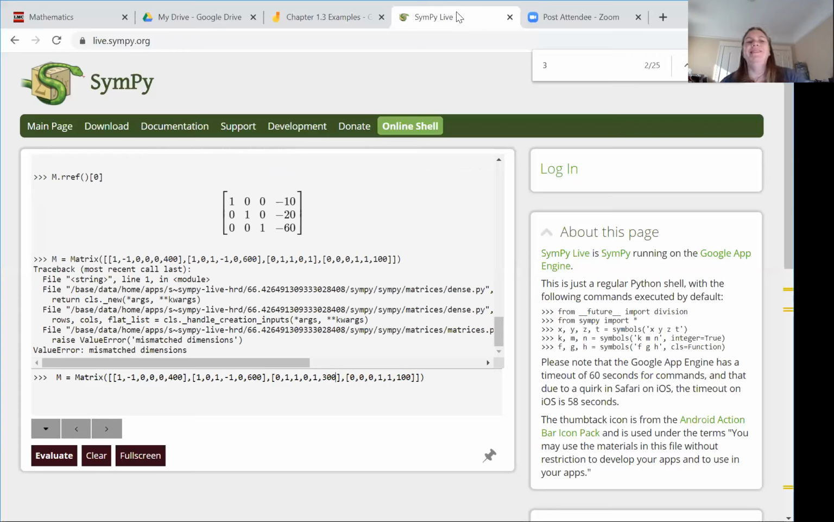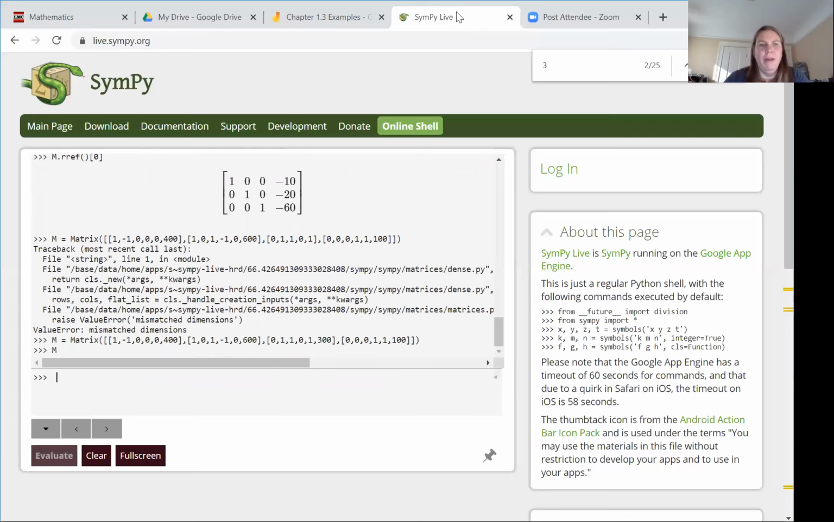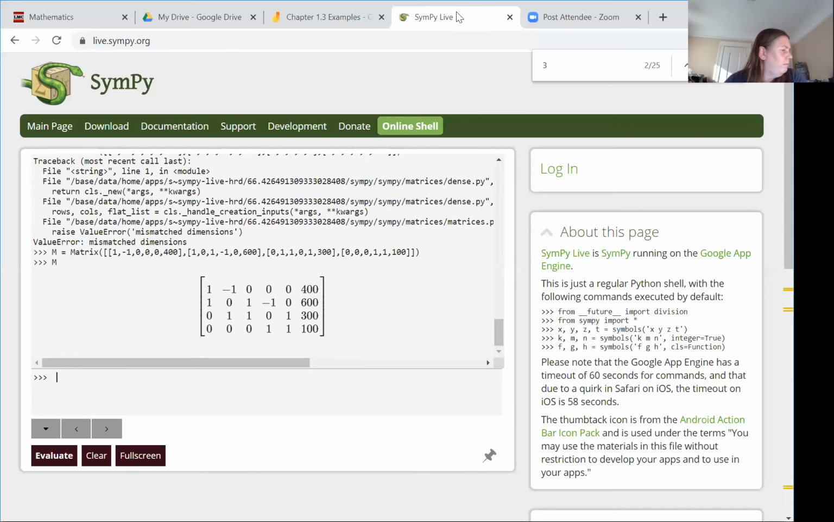So if you make a mistake with a matrix and you don't have the right values in there, SymPy will definitely give you an error. So let's look back if I hit M and see what comes back. All right, it looks like I've got my matrix that matches my equations.